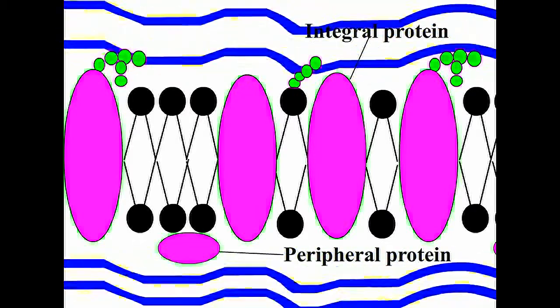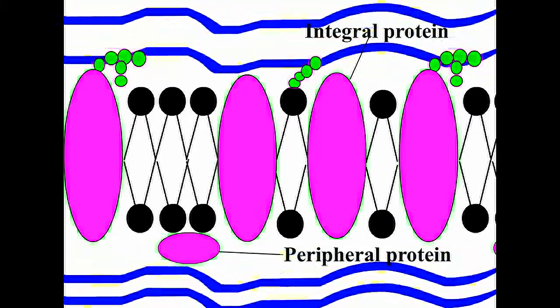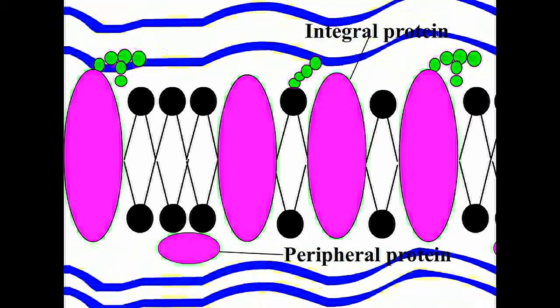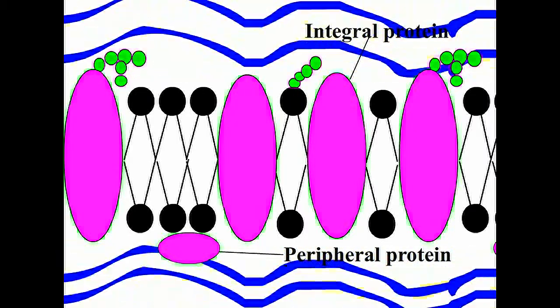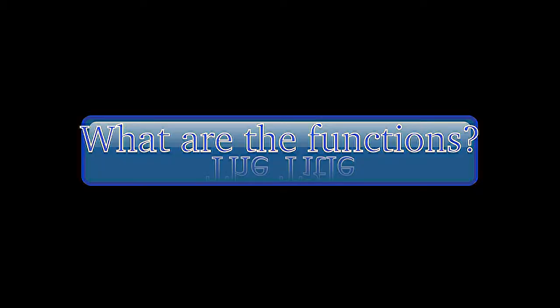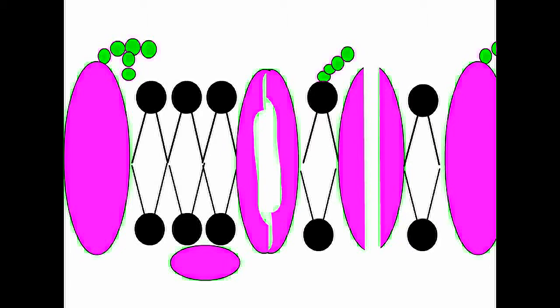They tend to be rich in hydrophilic amino acids, which allows for interaction with the hydrophilic portion of the membrane and the surrounding aqueous environment. So, what are the functions of membrane proteins? Firstly, they can be utilized for transport.